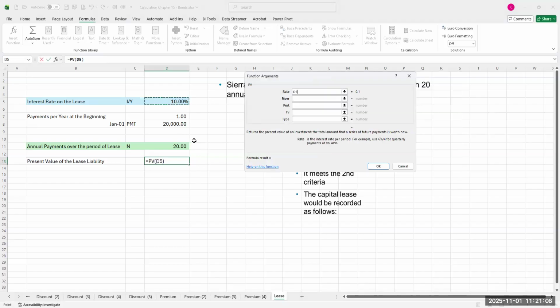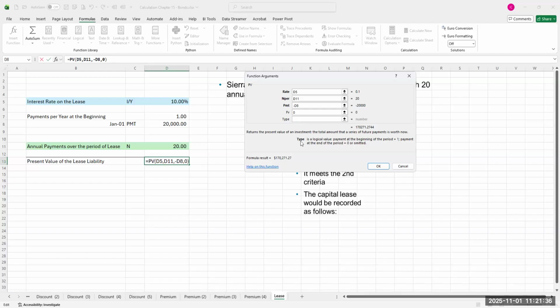Rate is 10%. Number of periods, 20. Payment, we have to make that payment, negative $20,000. Future value, there's no future value, that's 0. Now type, that's where the interesting part is here. That's why I wanted to bring this to your attention on the calculation of the lease. The type is the key here.